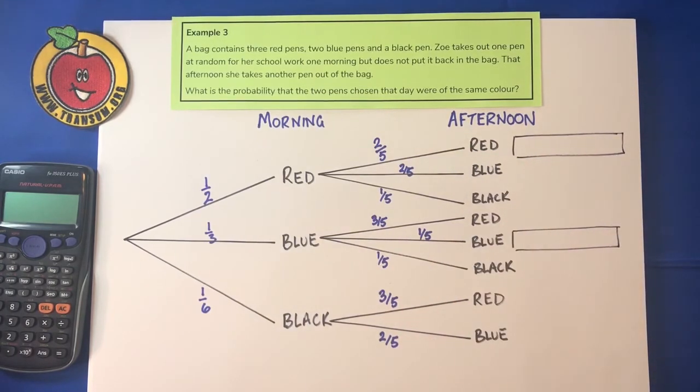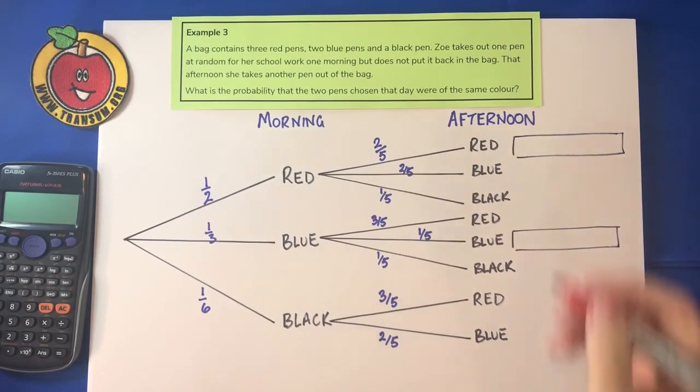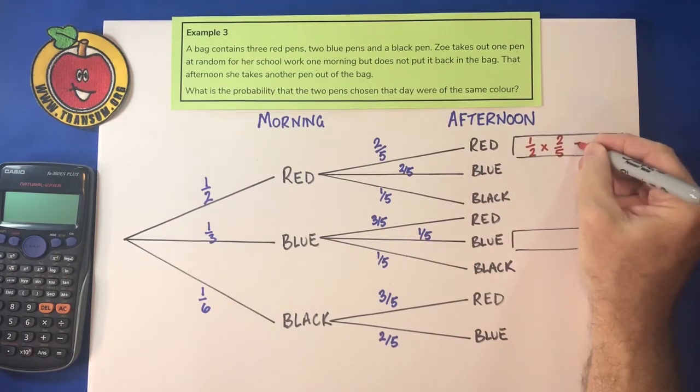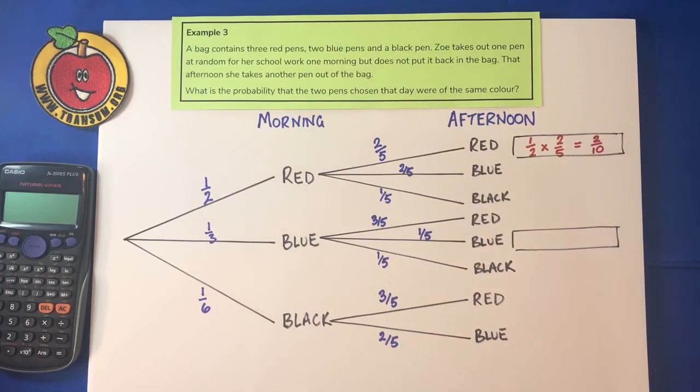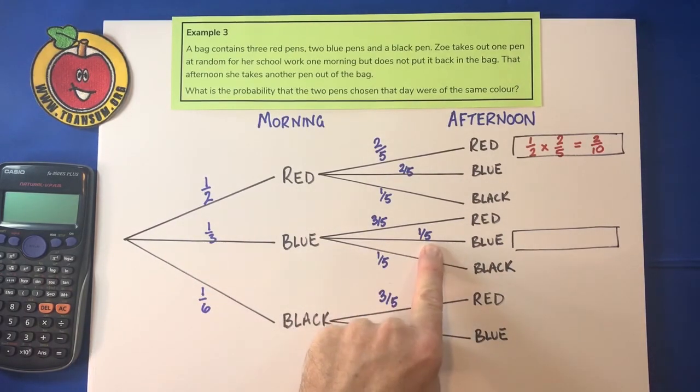So now I'll do the calculations. Remember to multiply along the branches. 1/2 times 2/5. That's equal to 2/10. I'll leave them as tenths. It might make the addition a little easier in a moment. What about 2 blues? That's 1/3 times 1/5.